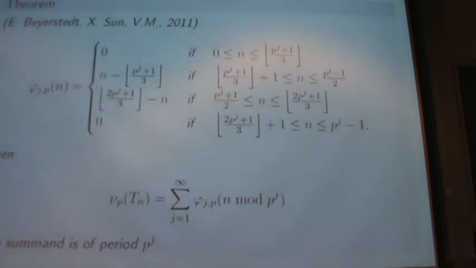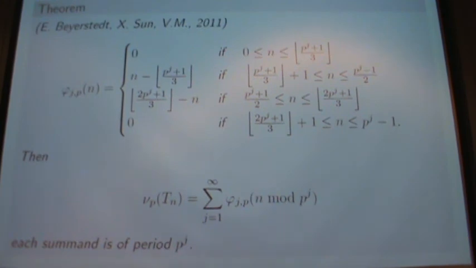That's a theorem. This is a theorem that just appeared. So it tells me that the p-adic valuation of the ASM numbers is again a series, like Legendre's theorem, where each of the components is a function that's periodic of period p to the j. And the formulas are this. These functions look like this.